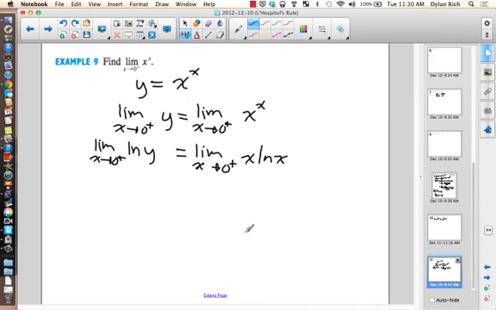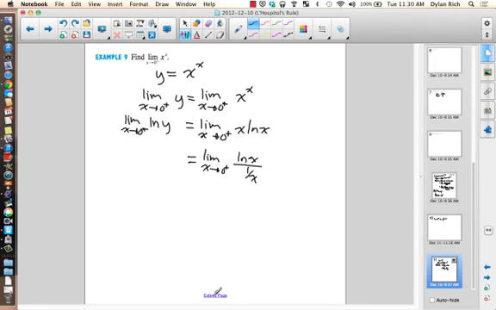So we can change the x to divide it by 1 over x. Or negative infinity divided by infinity. Congrats. Continuing on.